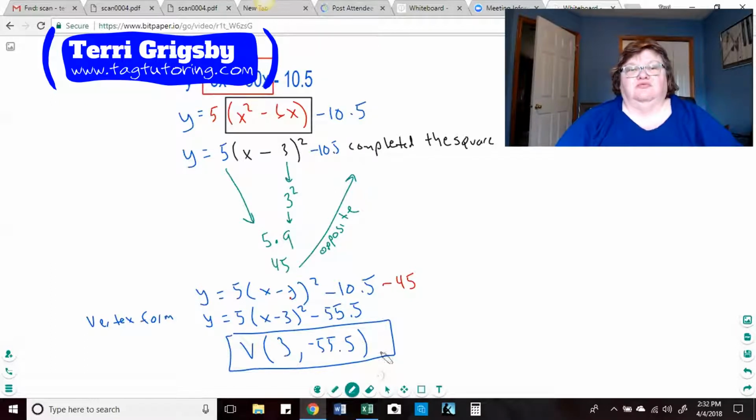So again, just to reiterate what we just did, if there's a number in front of the x squared, you have to factor it out first, then complete the square on it. And after you get the number from completing the square, you multiply it by that factored out part.